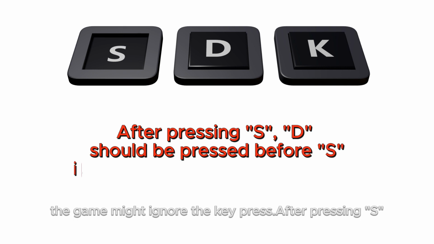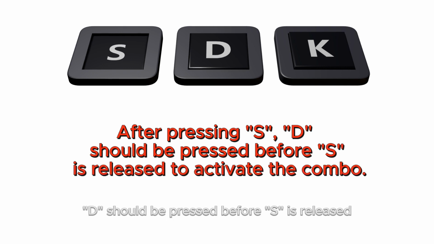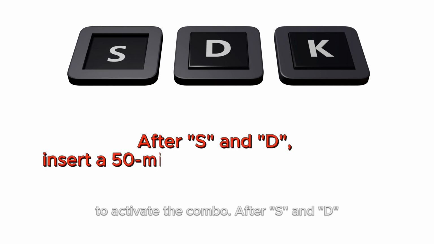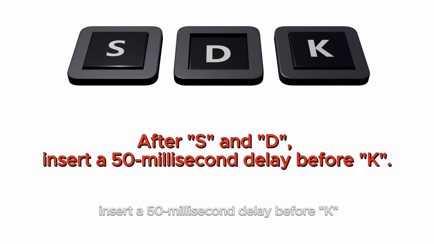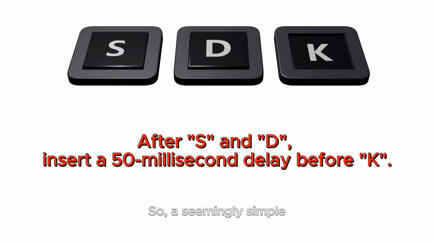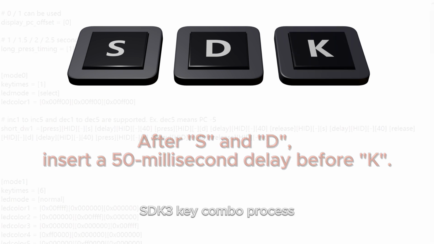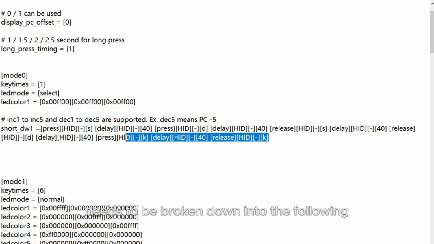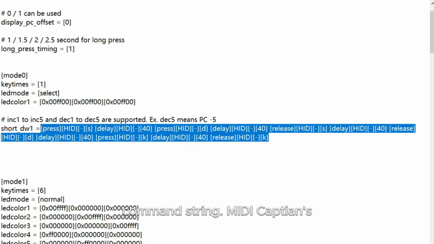After pressing S, D should be pressed before S is released to activate the combo. After S and D, insert a 50 millisecond delay before K. So, a seemingly simple SDK 3-key combo process needs to be broken down into the following command string. MIDI Captain's powerful advanced keyboard simulation function makes it almost the only device that can simulate this series of actions.